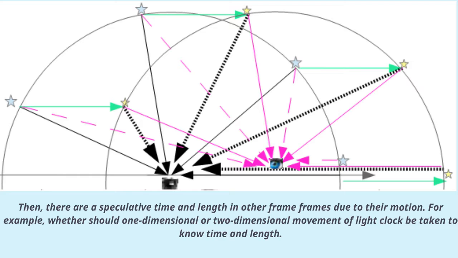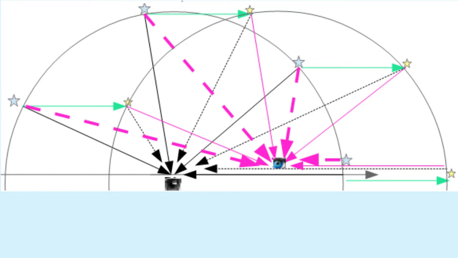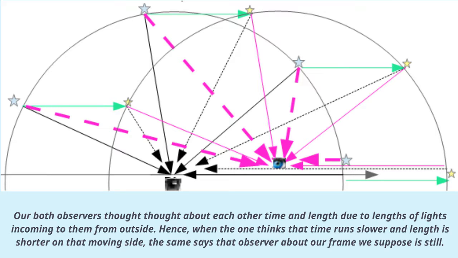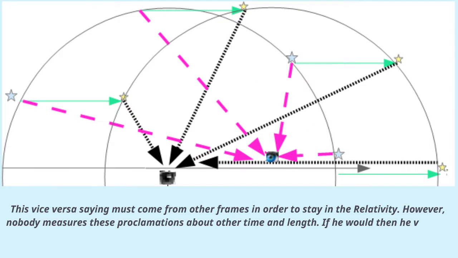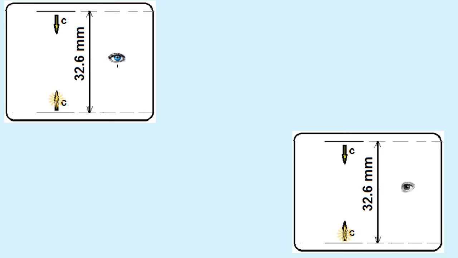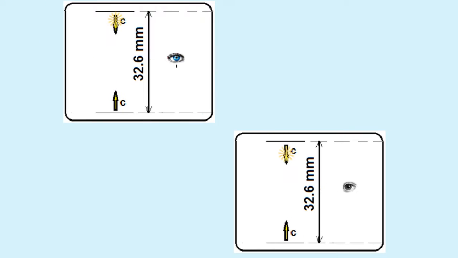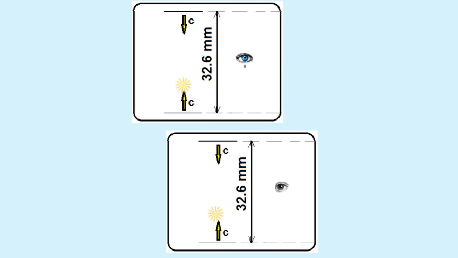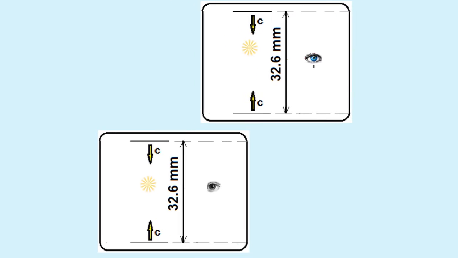Then, there are speculative time and length in other frames due to their motion. For example, whether one-dimensional or two-dimensional movement at the light clock should be taken to know time and length. Both our observers thought about each other's time and length due to lengths of lights incoming to them from outside. Hence, when the one thinks that time runs slower and length is shorter on that moving side, the same says that observer about our frame we suppose is still. This vice versa saying must come from other frames in order to stay in the relativity.